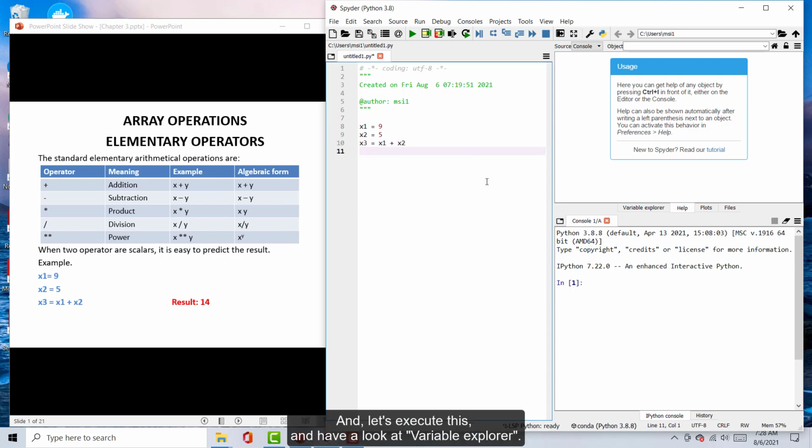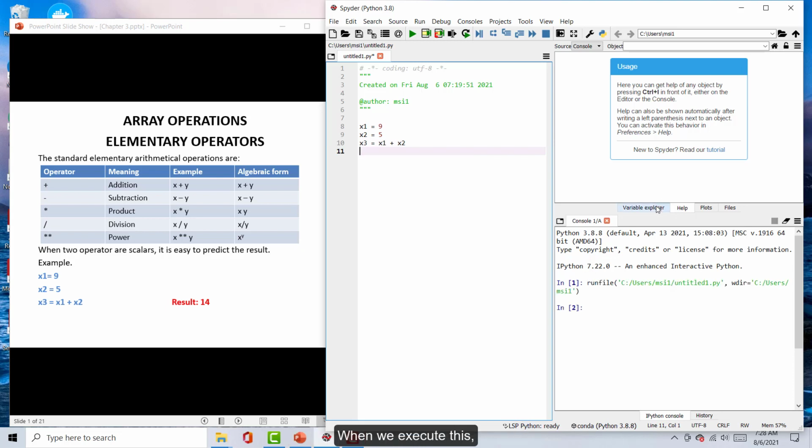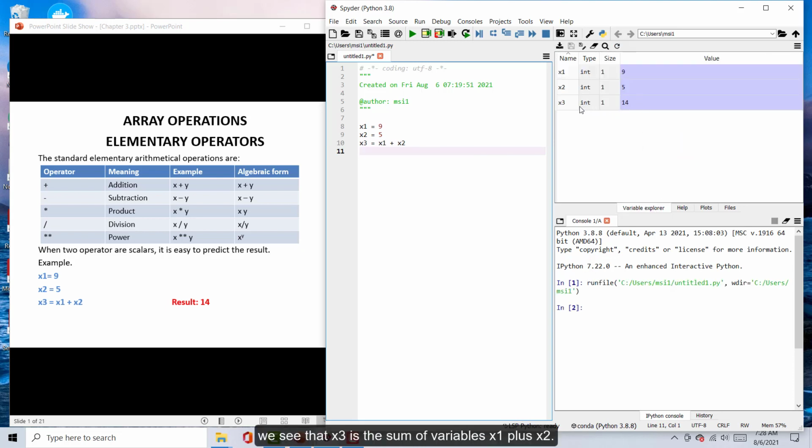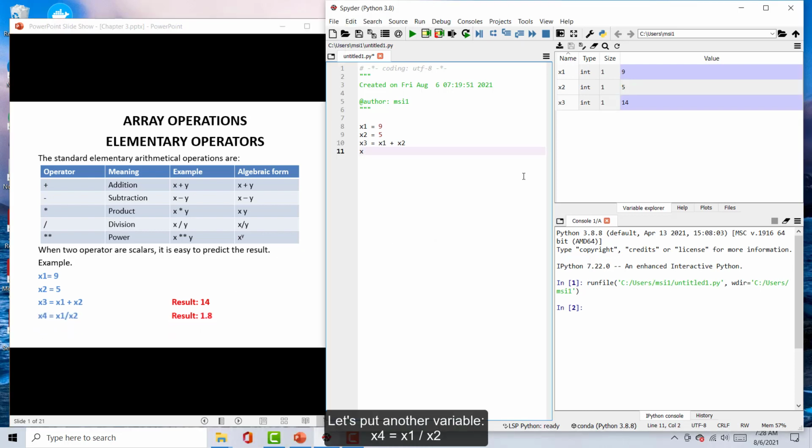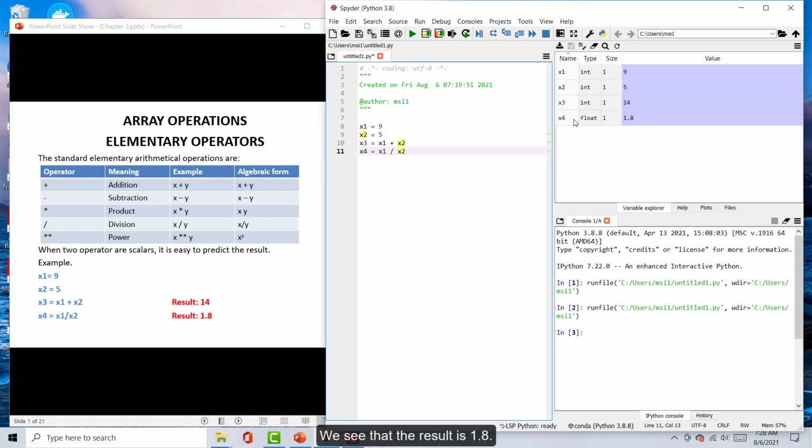Let's execute this and have a look at the Variable Explorer. When we execute this, we see that x3 is the sum of variables x1 plus x2. Now we can divide these two numbers. Let's put another variable x4 equal x1 divided by x2 and see the result after the execution. We see that the result is 1.8.